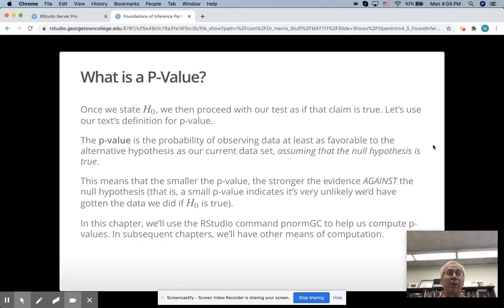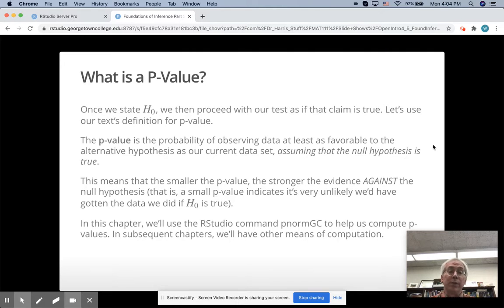So if a p-value is a probability, we know that large probabilities are events that are likely to happen. Small probabilities are events that are unlikely to happen. So the smaller the p-value, the less likely it is that our null hypothesis is true. The smaller the p-value, the stronger the evidence against the null hypothesis.